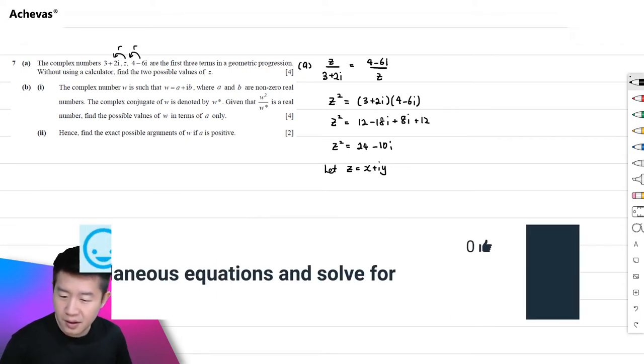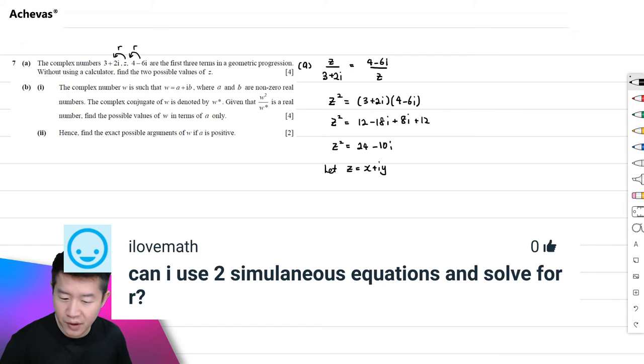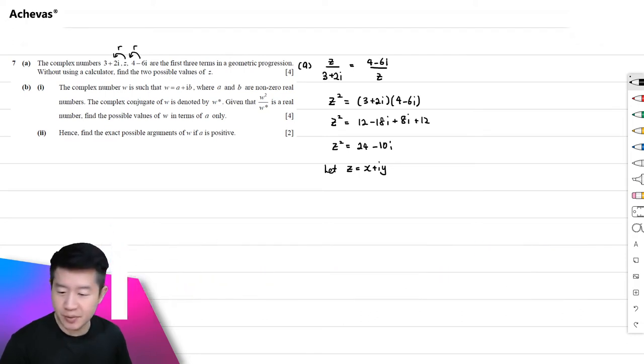For what you are asking, about using two simultaneous equations and so forth, I don't think it is actually possible, because the simultaneous equation is going to be generated from here. Furthermore, we are not actually trying to solve for r. Of course, if you manage to solve for r, 3 plus 2i times r is going to give you a z, but I can solve for z directly. And the good thing is, I don't think we'll have a chance to do 8, so I will probably stop at 7.